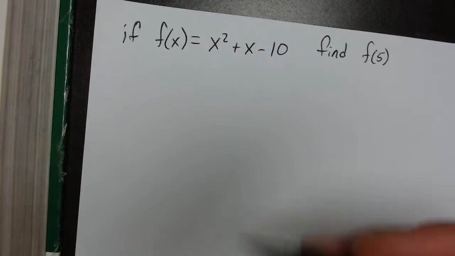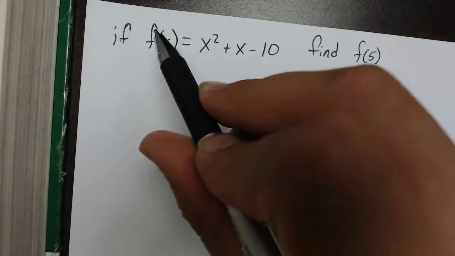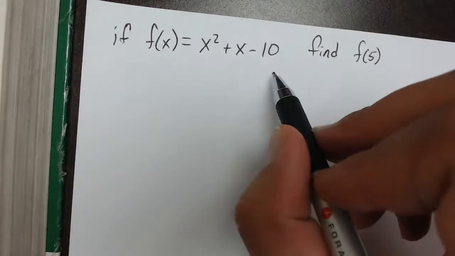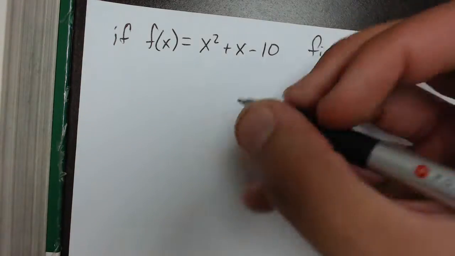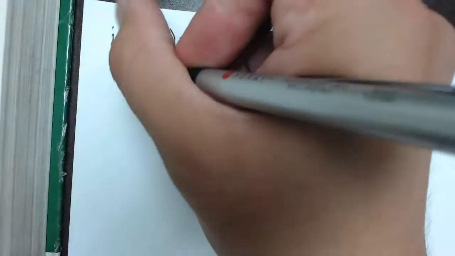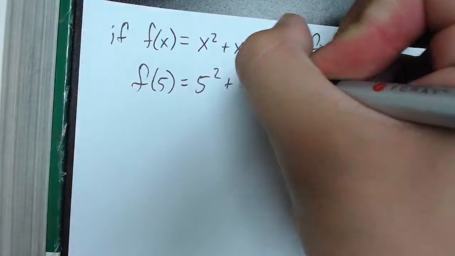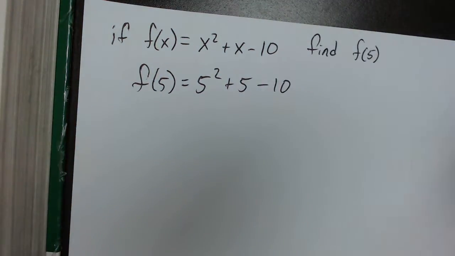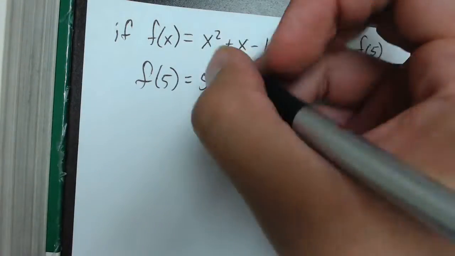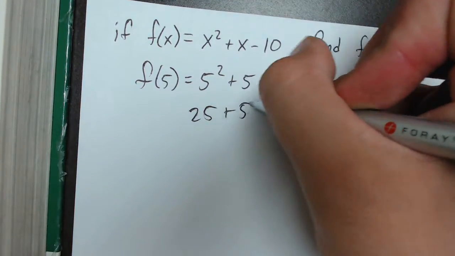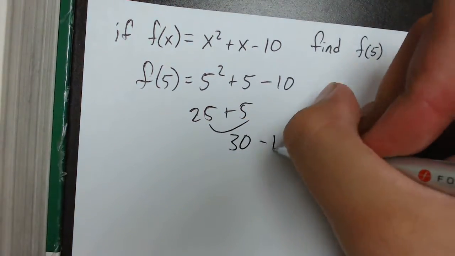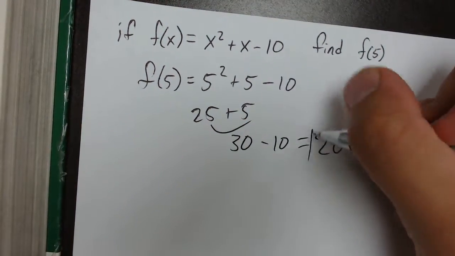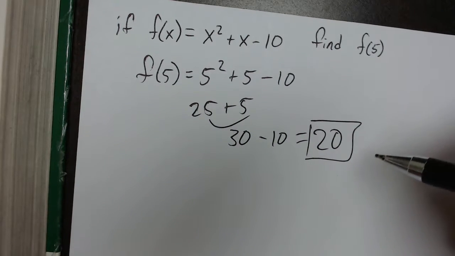So all we do is we take this value right here, not anything on the left side of the equal sign, but the right side, and we plug in 5 for x. So if f of x equals that, f of 5 would equal 5 squared plus 5 minus 10. So all we got to do to solve this is simplify. 5 squared is 25, plus 5 gives me 30, minus 10 equals 20. Ta-da! I have just evaluated this function.